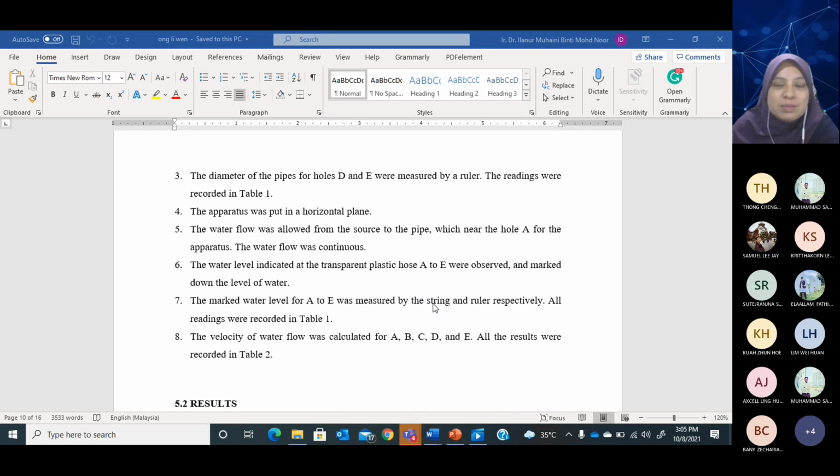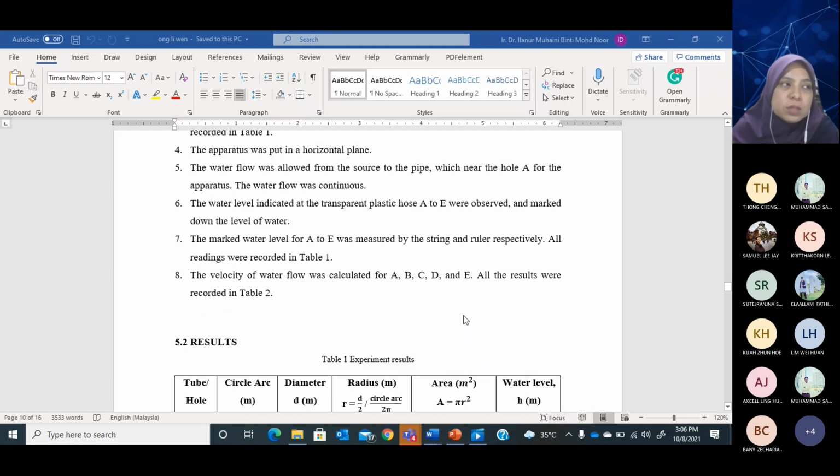By string for what? Because the thing is curved, right? So maybe she used string, marked it, and then put it at the ruler. Okay, so it is better to use a measuring tape which is flexible, like the one used by tailors.